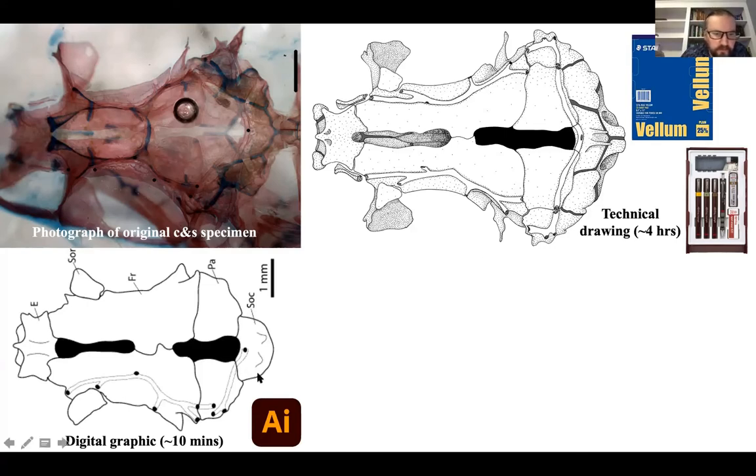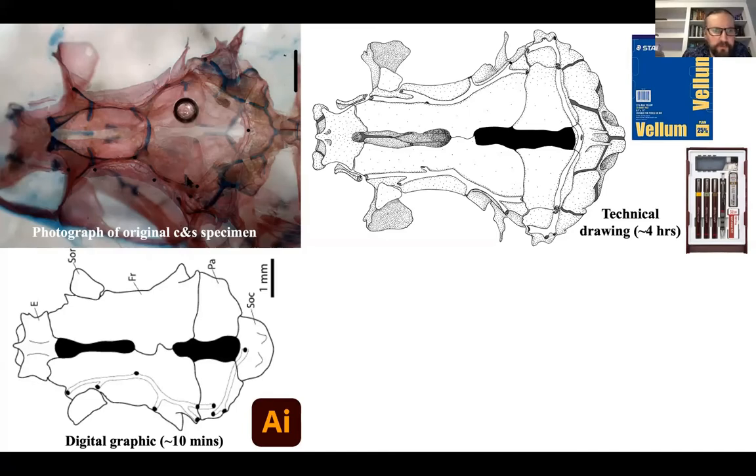I started to produce illustrations using digital graphics software like Adobe Illustrator, and this particular graphic actually took around 10 minutes to produce, and in my opinion it shows the features that I'm interested in, and so I think it's good enough. It's maybe not as pleasing to the eye, but it does the job.